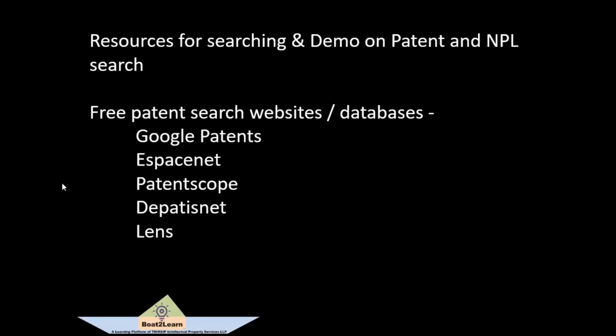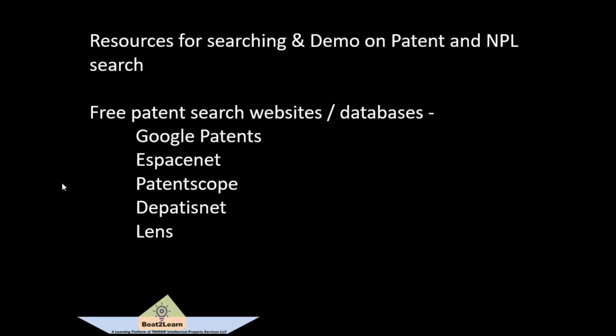Then again, there are various free and paid databases or search engines. Like Google Patents, it has country coverage. We will see in the coming demo what the coverage of Google Patents is. It has coverage from various countries like Germany, Europe, US, but it doesn't have Indian patents currently. Likewise, eSpaceNet also has coverage of various different years.